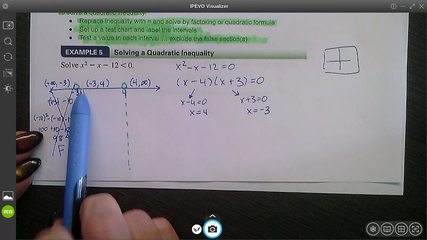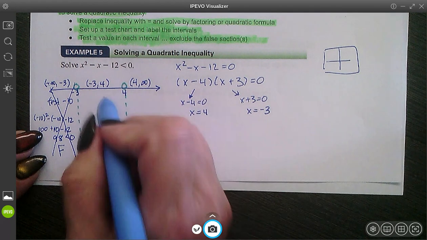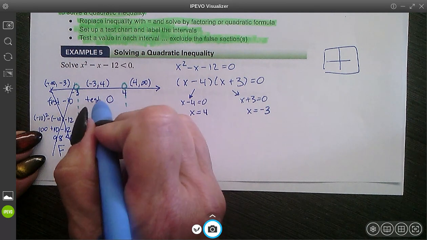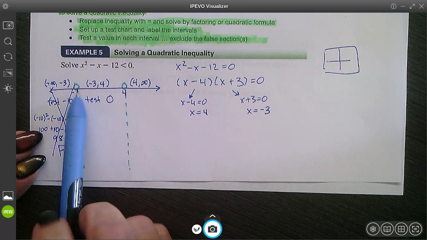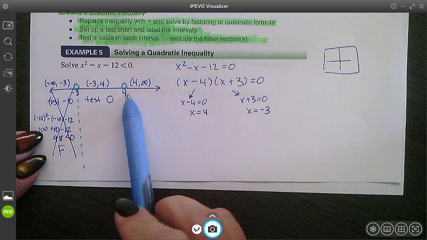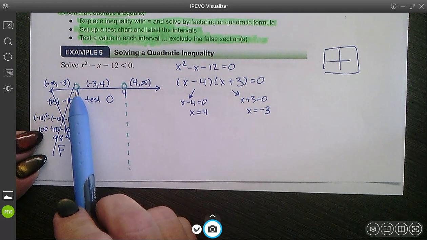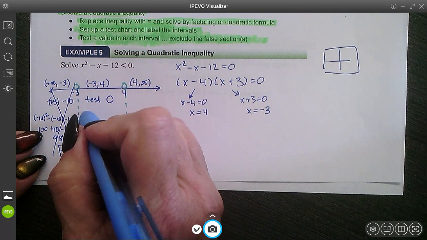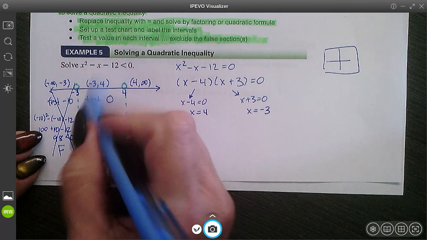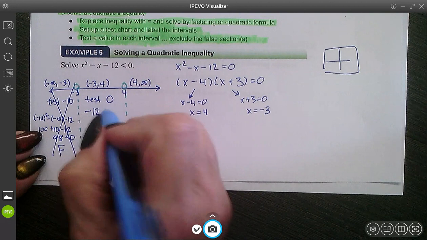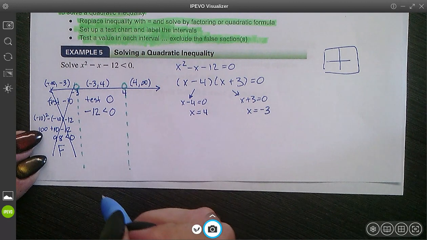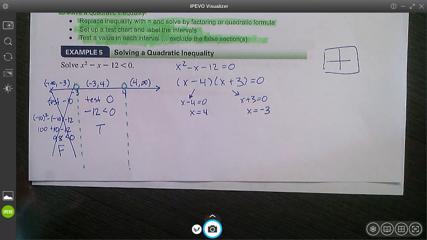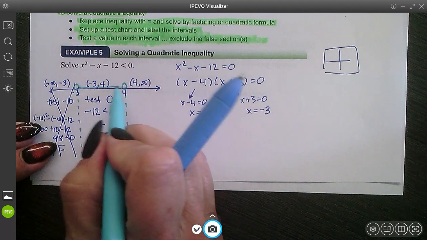Then I get to test a number between negative 3 and 4. If 0 is in my interval, I almost always test it. I can test any number as long as it's not negative 3 and it's not 4. It just has to be somewhere in between negative 3 and 4. 0 is a good one. So I'm doing 0 squared, which is 0, minus 0, which is 0, minus 12. So I get negative 12 is less than 0. That is true. So what I usually do is up above, I will shade that section.